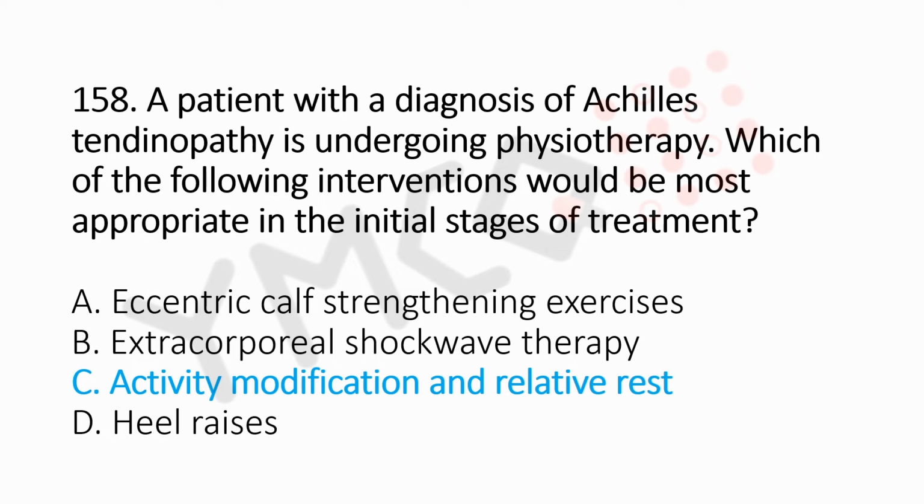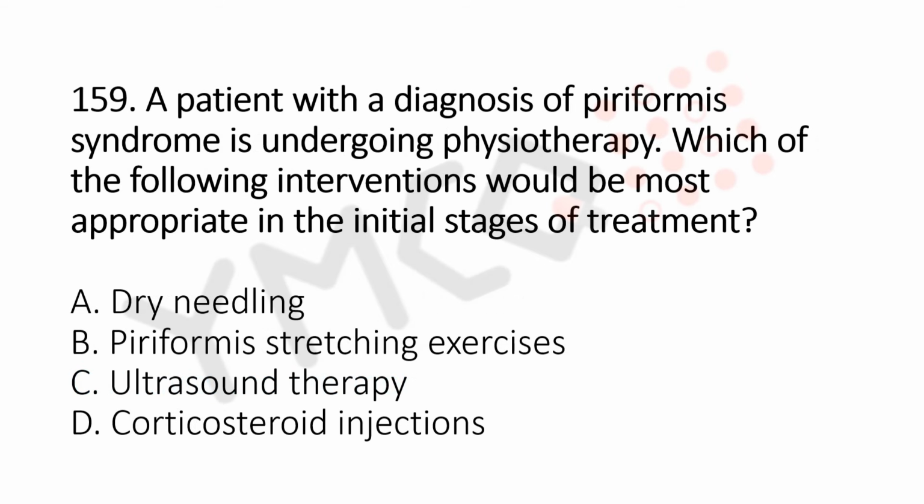Now let's move to question number 159. A patient with diagnosis of piriformis syndrome is undergoing physiotherapy. Which of the following interventions would be the most appropriate in initial stages of treatment? Option A, dry needling. Option B, piriformis stretching exercise. Option C, ultrasound therapy. Option D, corticosteroid injections. And the answer is Option B, piriformis stretching exercises.